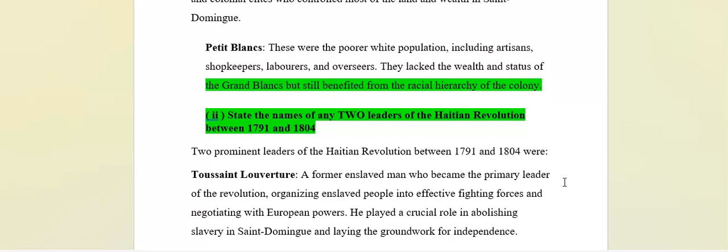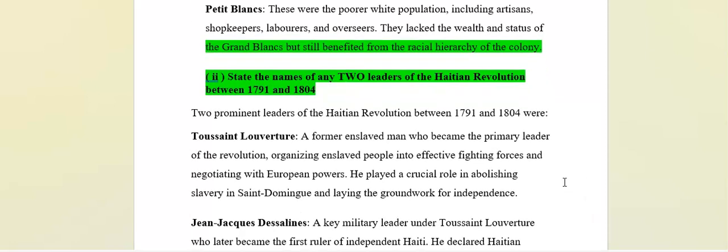So I hope you guys got that question correct. And our next question is, state the names of any two leaders of the Haitian Revolution between 1791 and 1804.